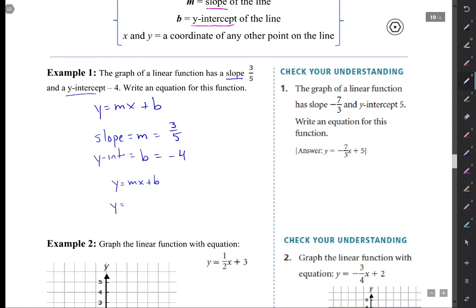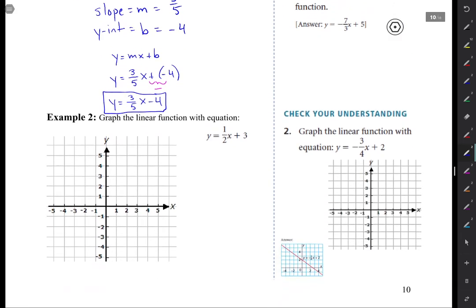So we have y is equal to m, which is 3 over 5. The x stays the same. And then b, we're going to have plus -4. Now we can simplify this a little more by getting rid of this plus and minus sign right next to each other, because those two things just mean minus. So in the end, our final answer is going to be y is equal to 3 over 5x minus 4. So that there is the slope-intercept form or equation of this line.